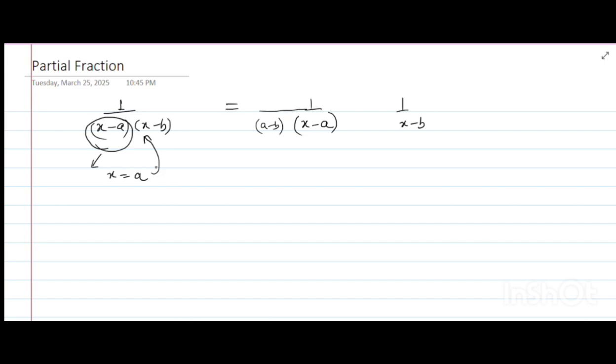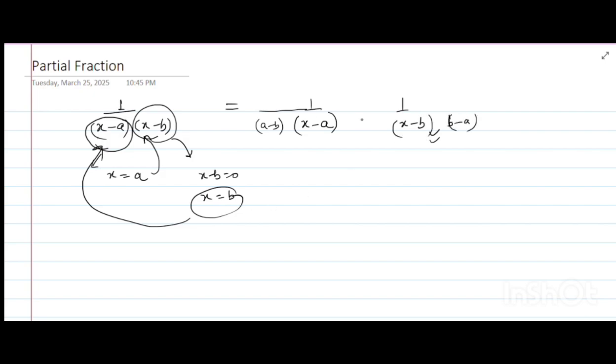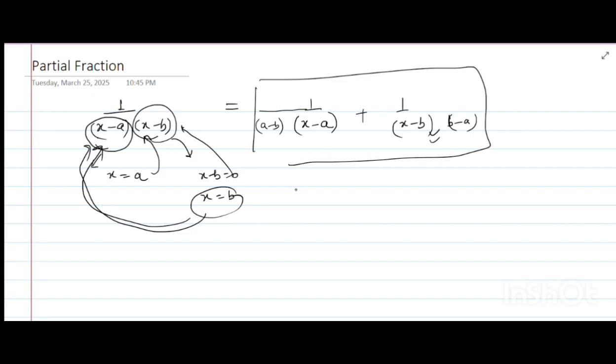Now similarly make this factor equal to 0. So you will get x minus b equals 0, x equals b. Now put this value into the other factor. When you write b here, it will be b minus a. So b minus a plus b minus a. Remember that if you are finding the value from this factor, you should not use this value here. You have to use this value in the other factor. So this is your partial fraction value.